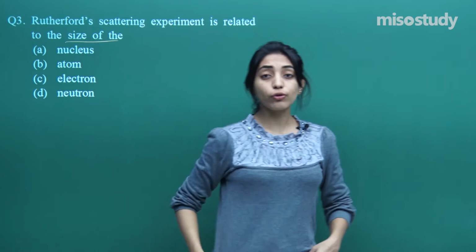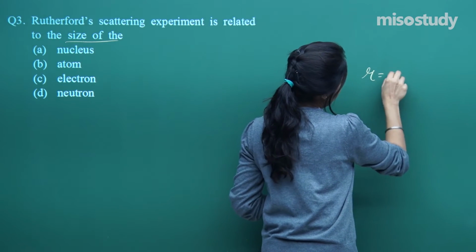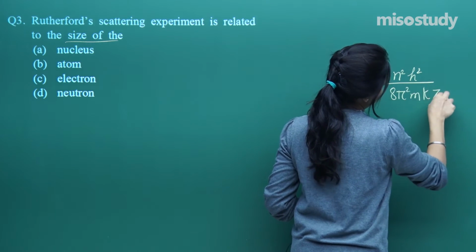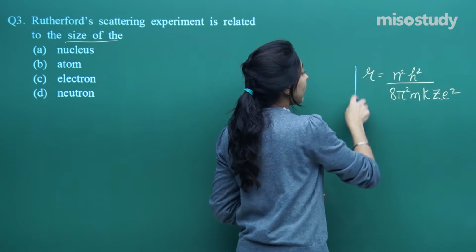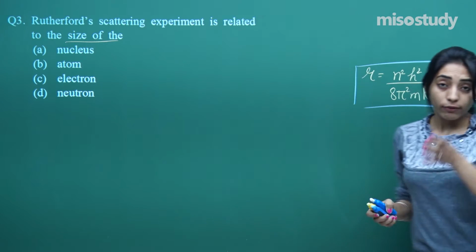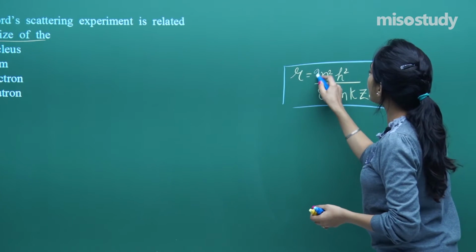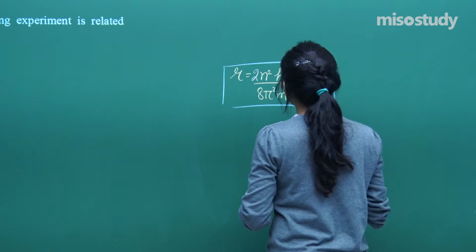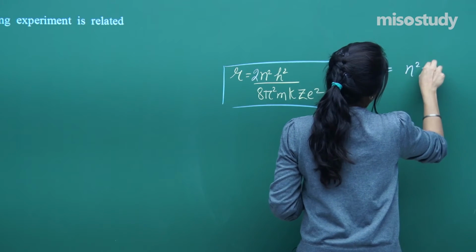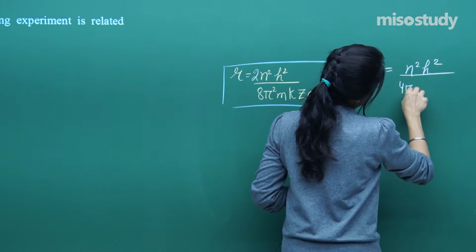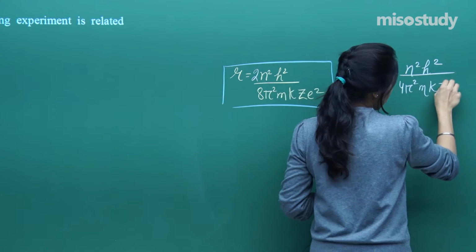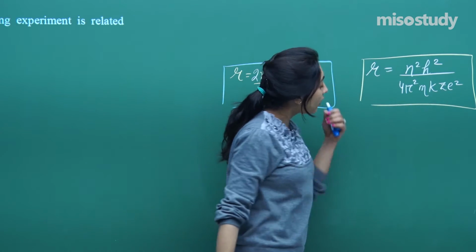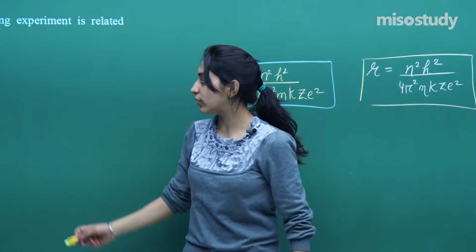You know, students like you would have mugged up a formula. So there is a formula like r is equal to n square h square by, so you will be doing 2r is equal to 2n square h square by 8 pi square m k z e square. In other words, I have seen students writing this formula as r is equal to n square h square by 4 pi square m k z e square. So these people have mugged up the formula, and then they'll be thinking, ma'am, the formula was given by Bohr, so they would have marked Bohr.